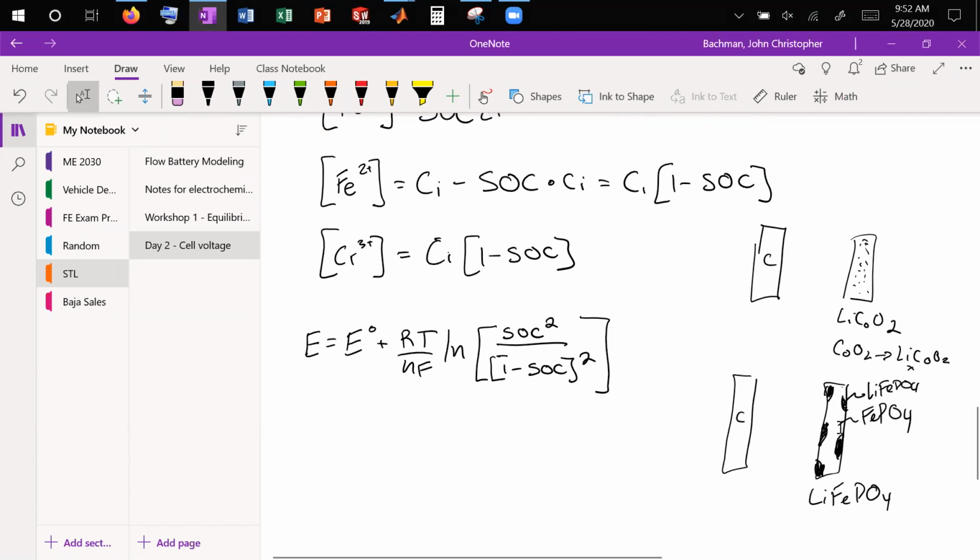So for a lithium iron phosphate, you'll see it'll have a much flatter curve. When you discharge it, it'll go really flat and then come back down. But this one will have a more slopey curve. That's because this has a single phase reaction, single phase. This is two phases.